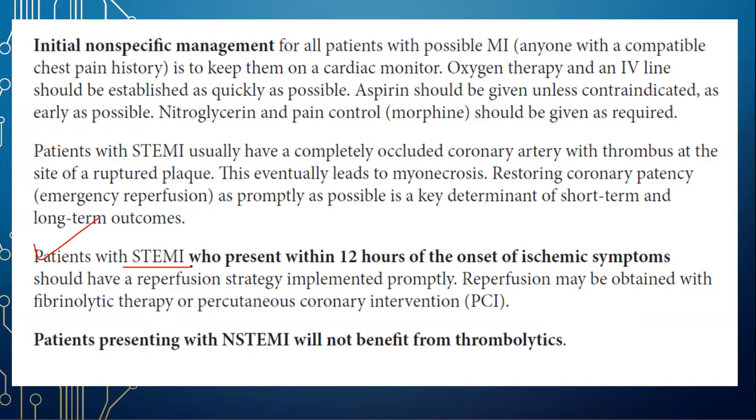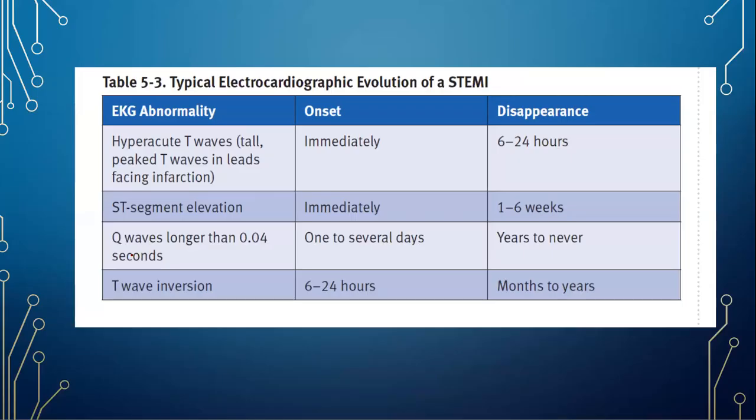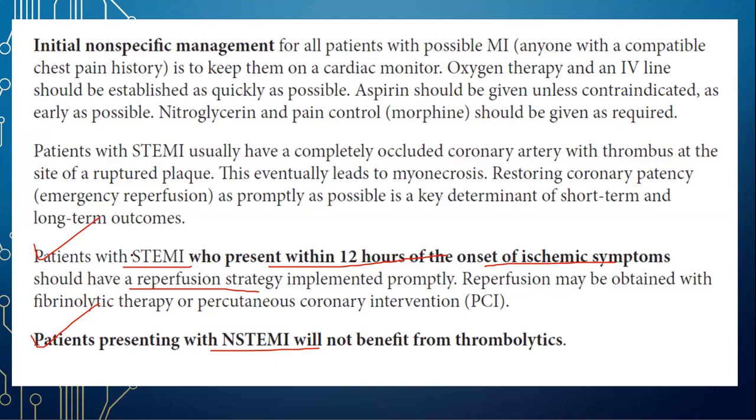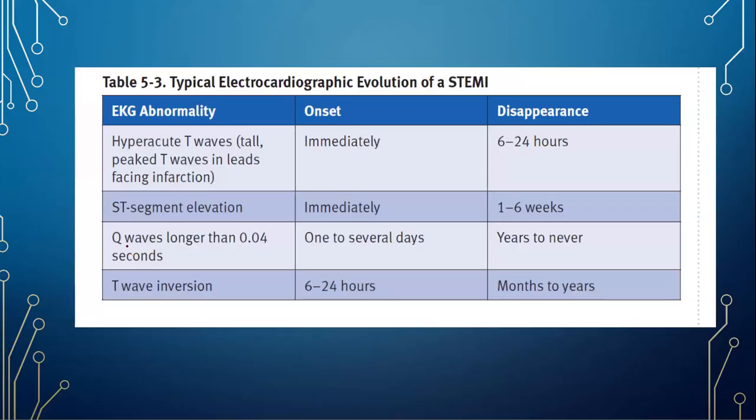So we already discussed that a patient with ST elevated MI who presents within 12 hours of onset of symptoms should have a reperfusion strategy, either thrombolytic or PCI. A patient presenting with non-ST elevated MI will not benefit from thrombolytics. Okay. Now, what are the typical ECG changes in a patient with ST elevated MI?